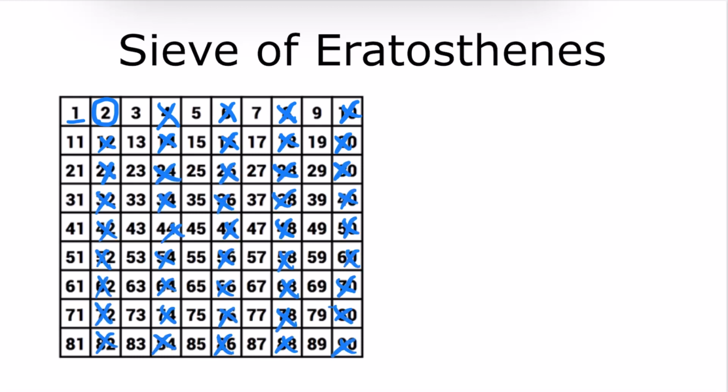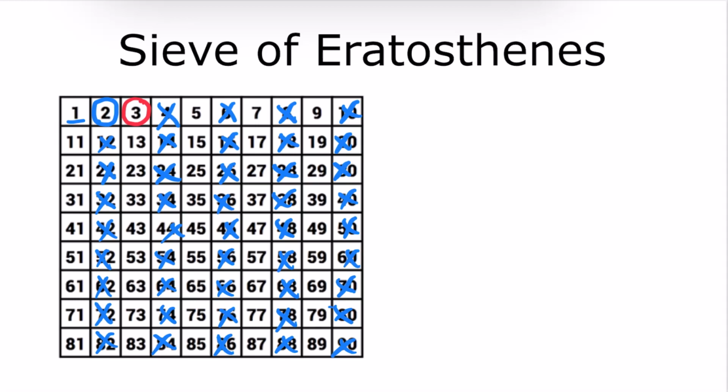So now that I have all the multiples of 2 crossed off, I'm going to move on to the number 3. And the number 3 is guaranteed to be a prime number because it wasn't crossed off, which means it doesn't have any factors that are smaller than it, aside from the number 1, because every number has 1 as a factor. So the number 3 is a prime number, and now I'm going to go through and cross off all of the multiples of 3.